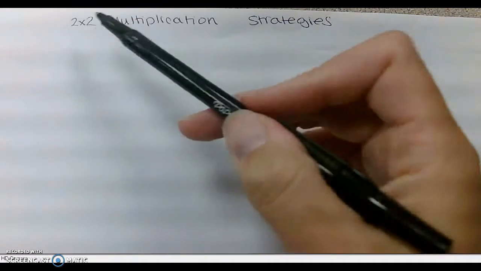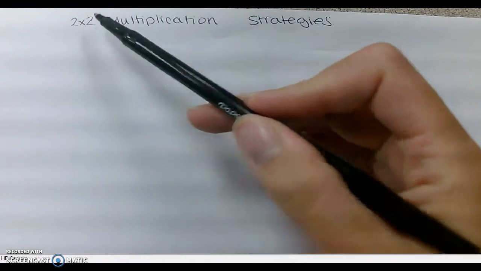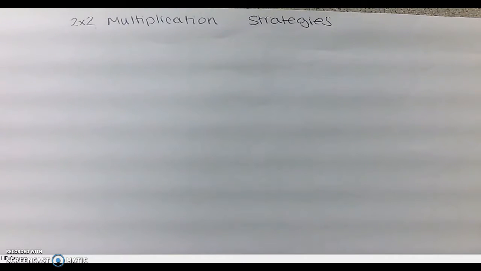When I say 2x2, I mean 2 digits multiplied by 2 digits. So we're going to be only working with 2-digit multiplication. I wanted to show you a few different strategies that I've shown you in class, but I wanted to put them in a video, so you can review them over Christmas break. That way it stays fresh in your brain.